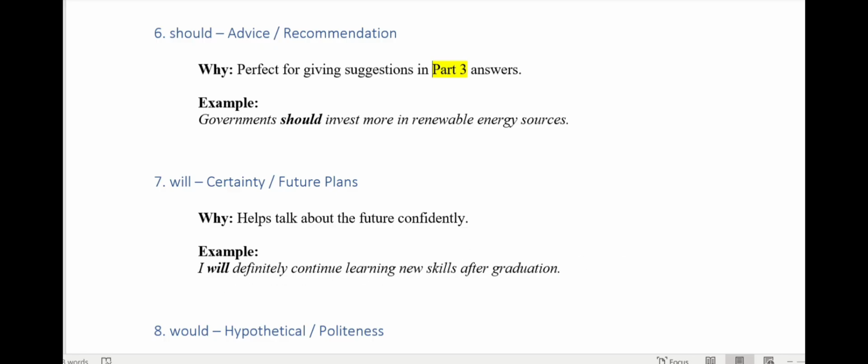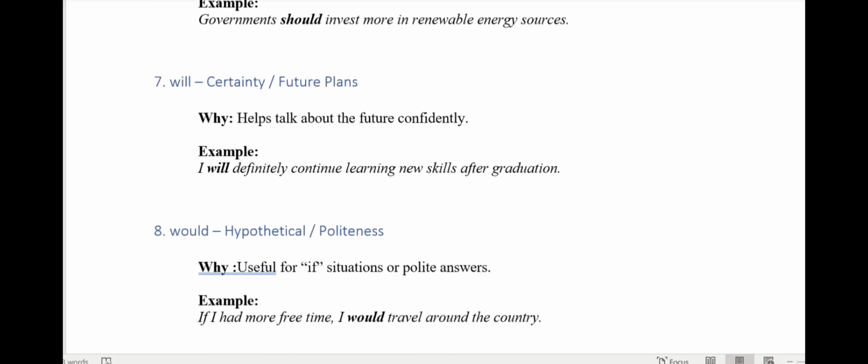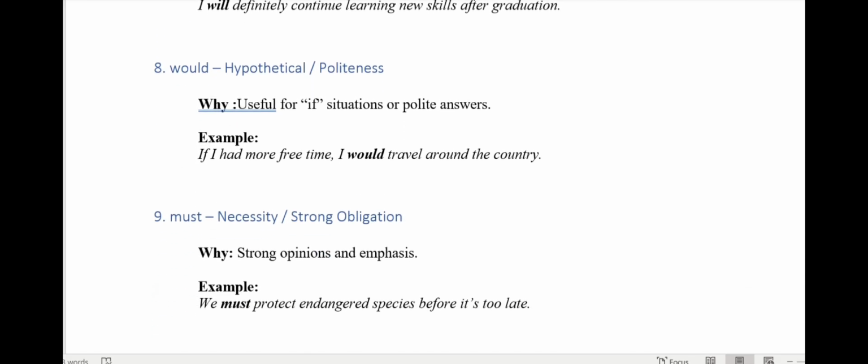Next is would. Would speaks about hypothetical situations. You want something to be like that, but it is not that. And sometimes, if you want to be polite, it is why. Why do we use this? It is useful for if situations and polite answers. For example, if I had more free time, I would travel around the world.